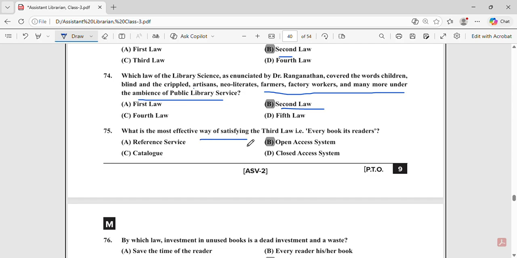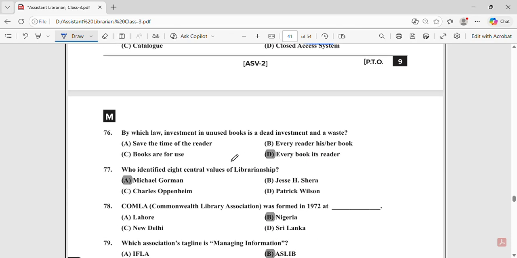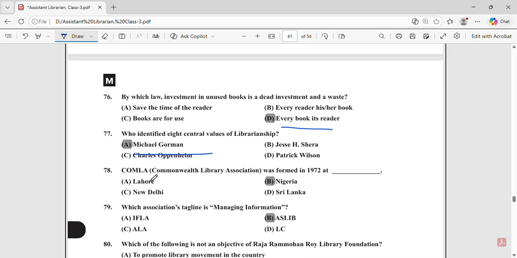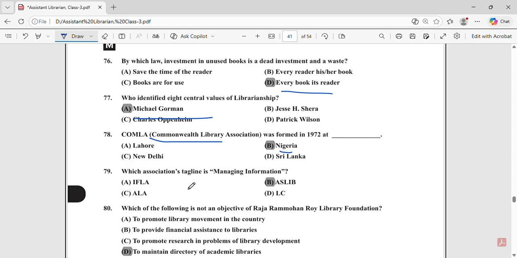That is the second law. What is the most effective way of satisfying the third law? That is every book its reader, that is open access system. By which law is investment in unused books a dead investment and a waste? Every book its reader. Who identified 8 central values of librarianship? Michael Gorman. COMLA, the Commonwealth Library Association, was formed in 1972 in Nigeria.